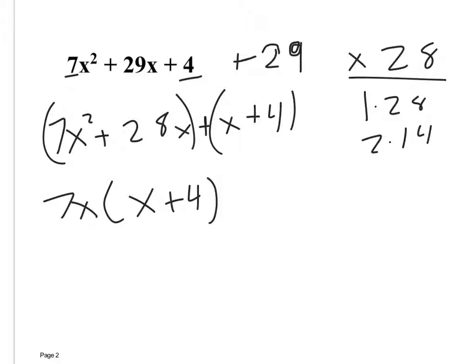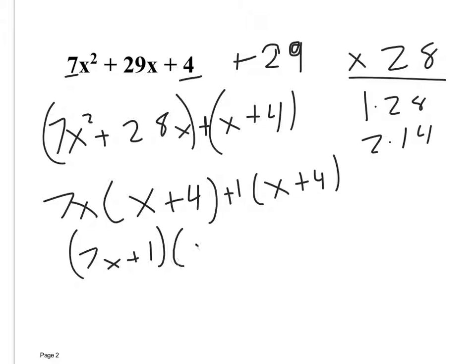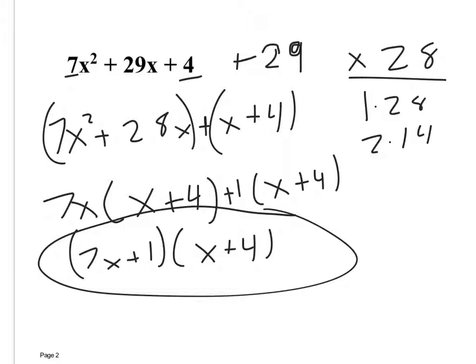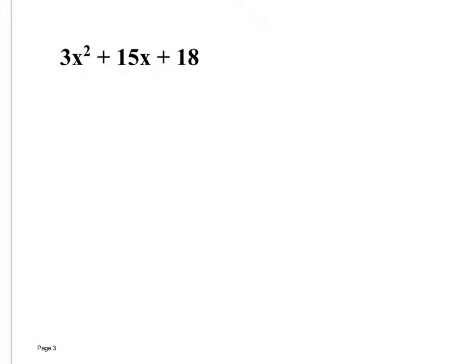Here, what could I take out of x and 4? There's only one thing I could take out. What would it be? 1. Which would leave you with x and 4. Right, remember, you want these to be the same thing. We've done this before. So now I combine the 7x and 1, and I combine your x plus 4s. There's the answer.